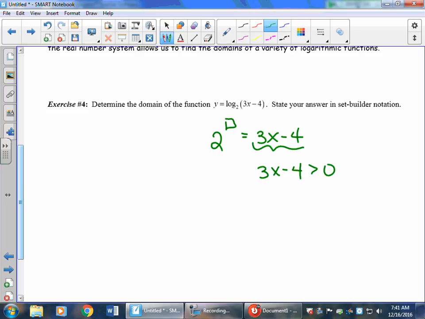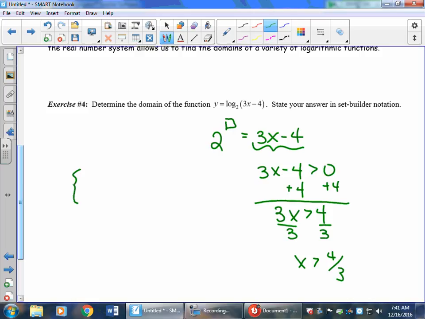So add 4 to both sides, and you get 3x is greater than 4. Divide both sides by 3, and x is greater than 4/3. This is telling us to put it into set builder notation. So the domain would be x such that x is greater than 4/3. There's your set builder notation.